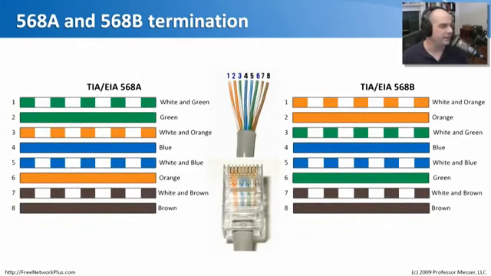Here's the difference in 568A and 568B, and it's all about colors. So what you have are these 8 connections. We have this RJ45 cable flipped over so that we can see the conductors and we can see the cables that are underneath. Each one of these from left to right is numbered 1 through 8.